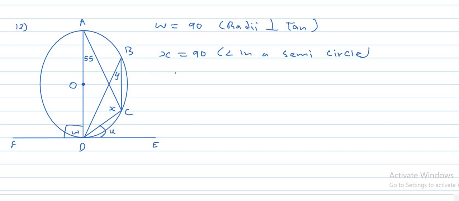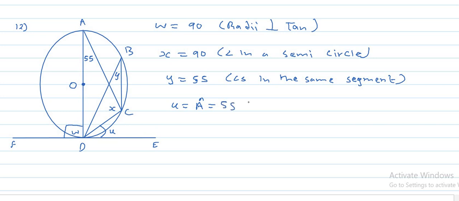Then what is the value of y? Y will be equal to 55. What is the reason? Angles in the same segment. Then the last one, the value of U. U will be equal to angle A, which equals 55. What is the reason? Tan chord.